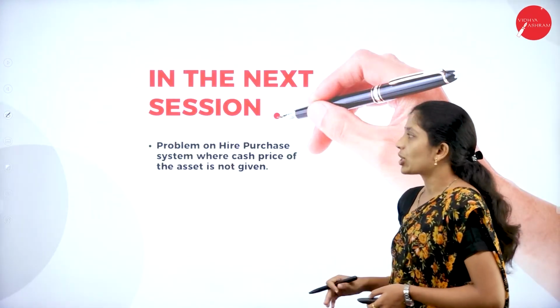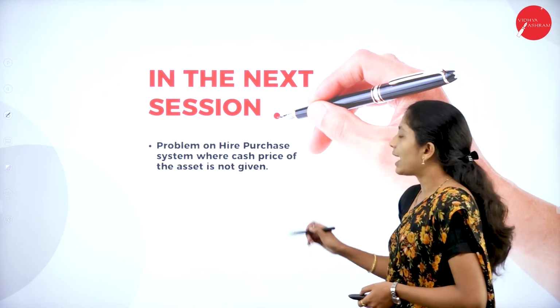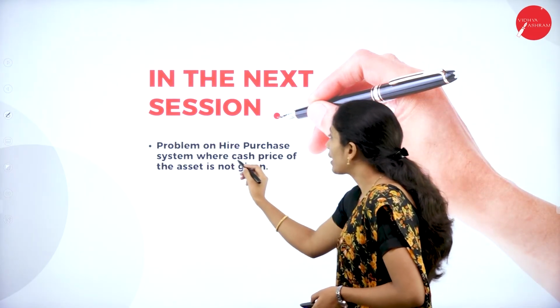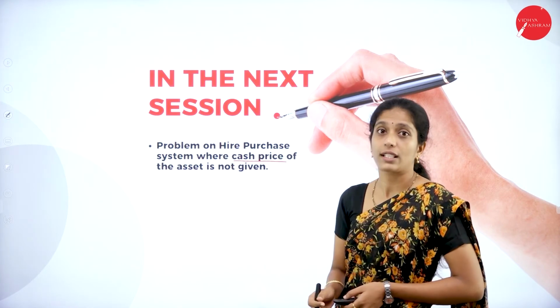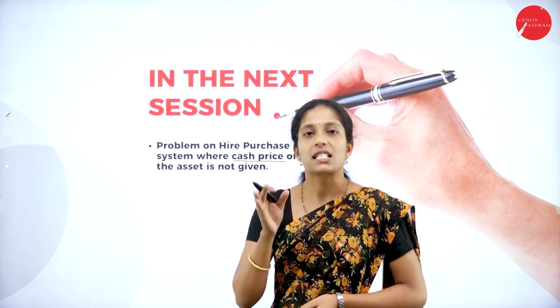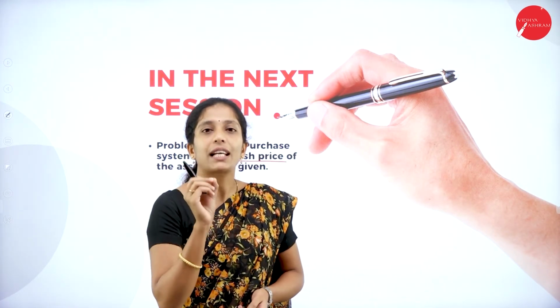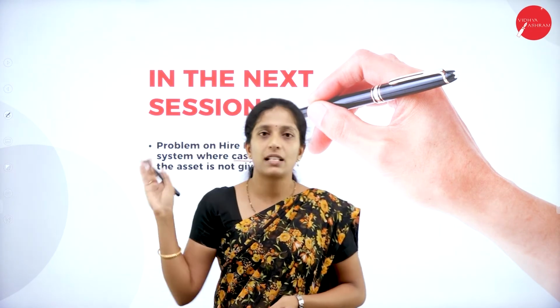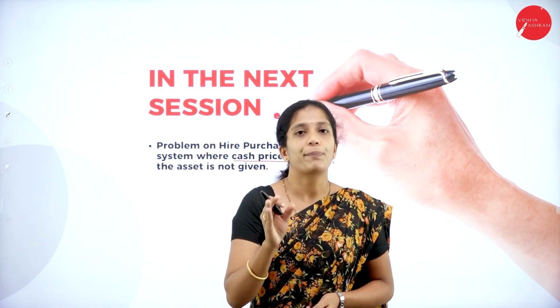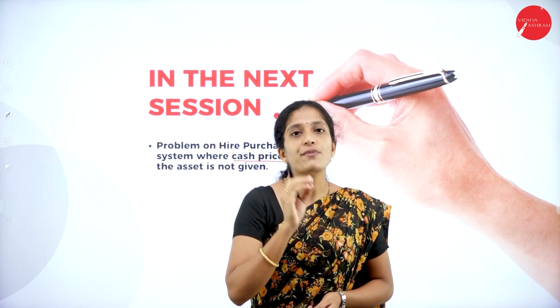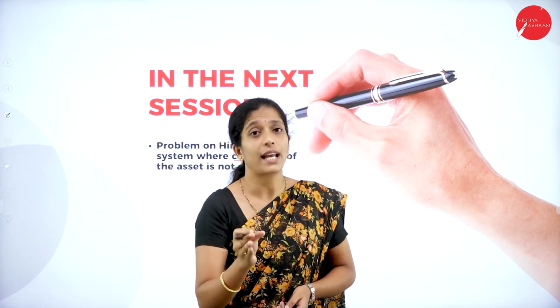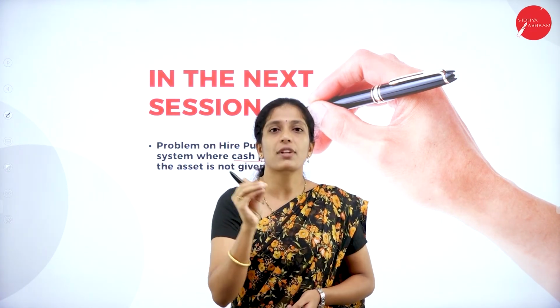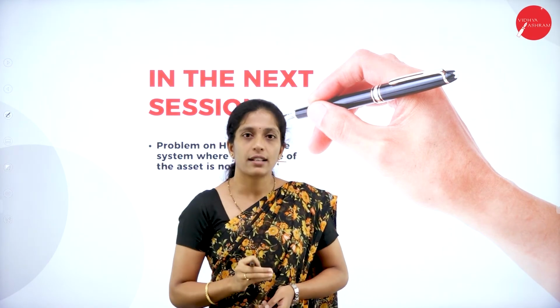In my next session, I am going to solve a problem on hire purchase system where the cash price of the asset is not given. Till now, we have discussed problems where they had given the cash price. For example, in this problem, they have told that they have purchased 2 motor cars worth rupees 4,50,000. So how do we calculate the cash price? 4,50,000 into 2, so the total is 9 lakh.